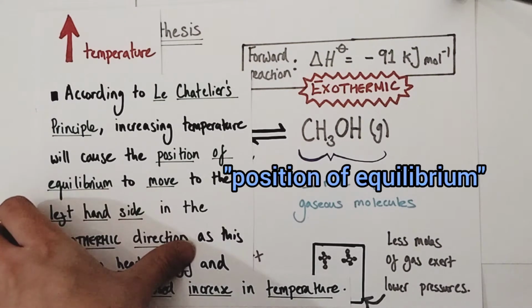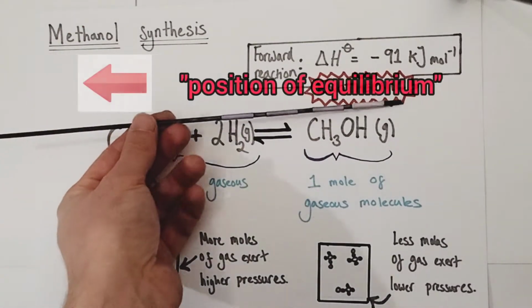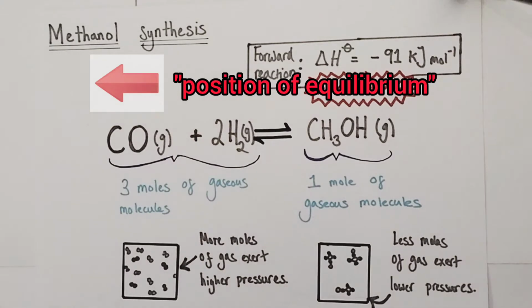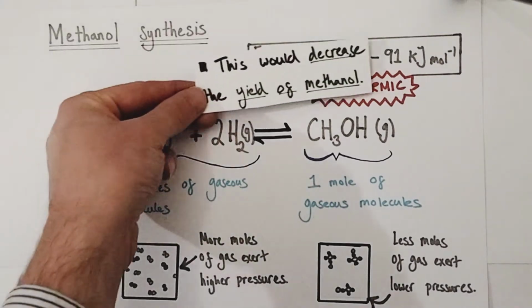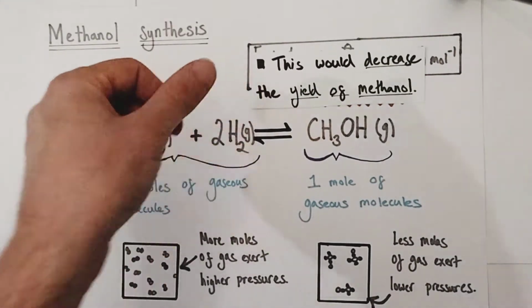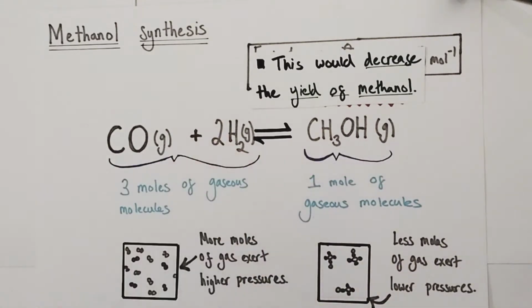Now that would mean that the reaction would be moving to the left-hand side, okay? That's going to have the effect of increasing the yield of reactants and therefore would end up decreasing the yield of methanol as the position of equilibrium shifted to the left-hand side. Now that would not be particularly favourable if our aim was to produce methanol, so it might not be the best condition to apply because it wouldn't necessarily increase the amount of methanol we'd be producing.